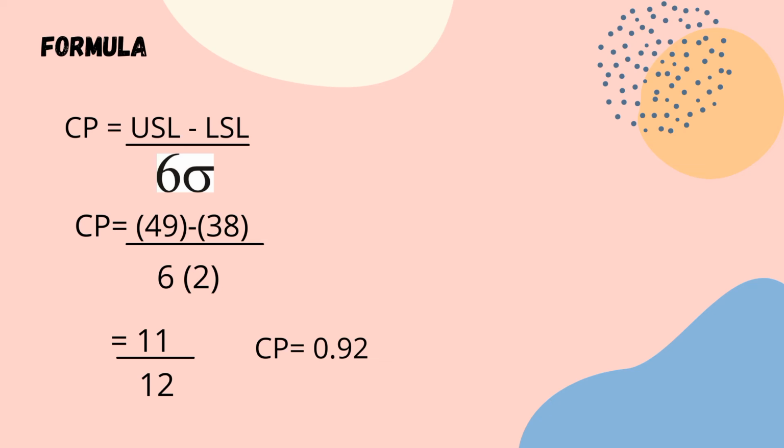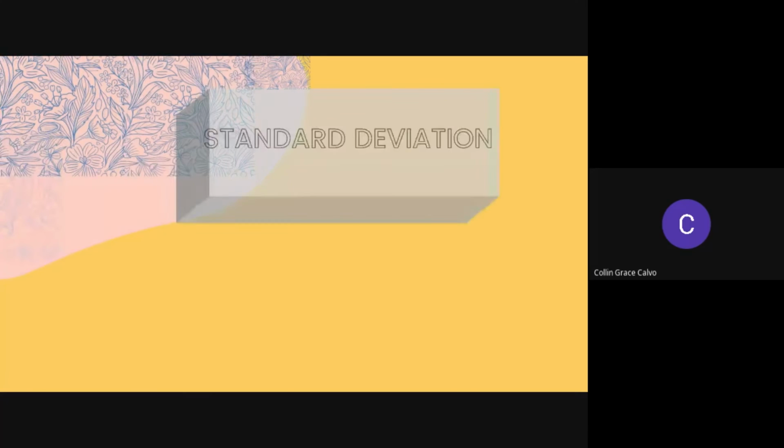The formula for CP is equal to USL minus LSL over 6 multiplied by standard deviation. So we can put 49 minus 38 over 6 multiplied by 2. 49 minus 38 is equal to 11, and 6 multiplied by 2 is 12. 11 over 12 is equivalent to 0.92.